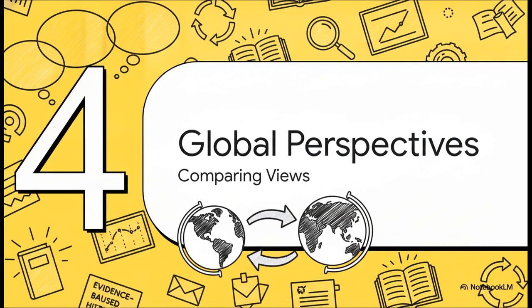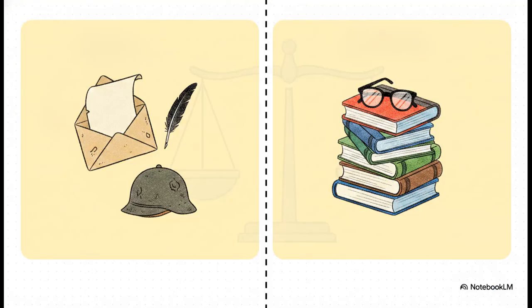All right, part 4, comparing global perspectives. To really understand global conflict, you simply cannot look at just one side of the story. Consider the difference between a first-hand historical account, like maybe a scared soldier's letter from the trenches of WW1, versus a second-hand analysis, like a modern historian's textbook overview, written, say, 80 years later. Both are incredibly valuable, but they serve completely different purposes.